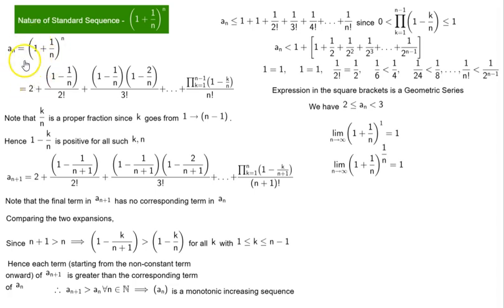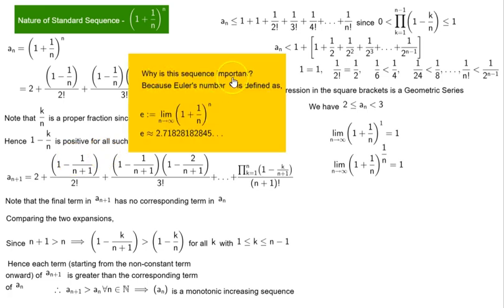Let's look at the specific case that we have in front of us. That is (1 + 1/n)^n. But before that, why is this sequence important? Because Euler's number e is defined as the limit as n goes to infinity of (1 + 1/n)^n. And e is approximately equal to this. But remember, this is an irrational number, so it keeps on going.